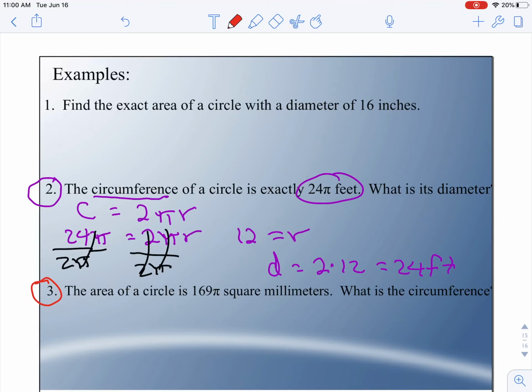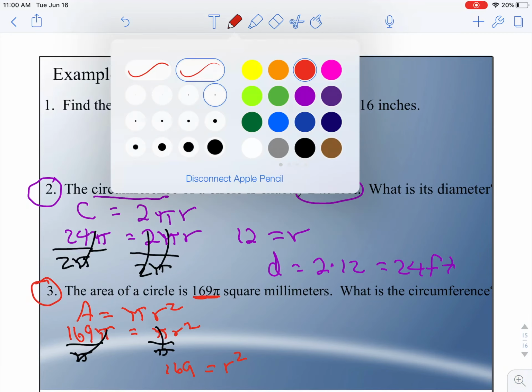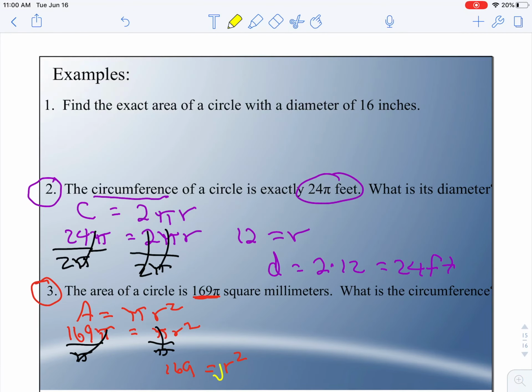Number 3, the area of the circle is 169 pi square millimeters. What is its circumference? So area is equal to pi r squared. It tells me the area is 169 pi, and that is equal to pi r squared. So again, I'm trying to find the radius. Divide by pi, that cancels out. But now I'm left with radius squared equals 169.